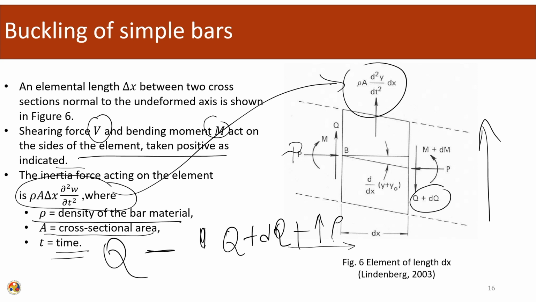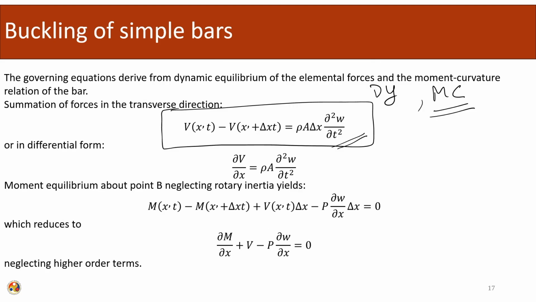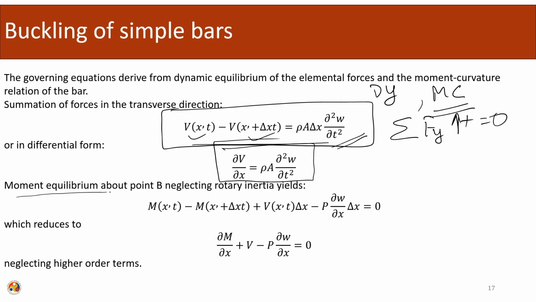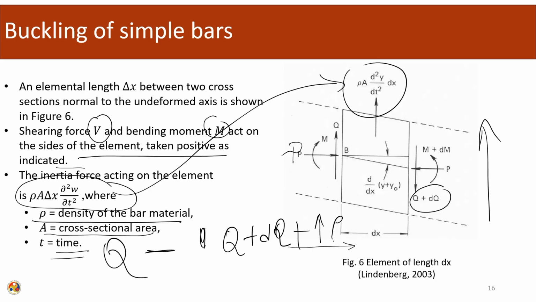So, this is the inertial force term. The time dependent component we are writing out here. So, this is the summation of the forces in the vertical y direction, and if you resolve this in the differential form, it breaks down to this equation. After that, we are taking the moment equilibrium about point B, neglecting the rotary inertia effect.